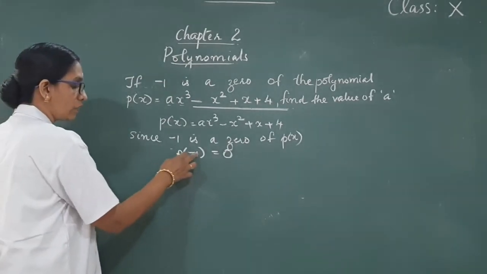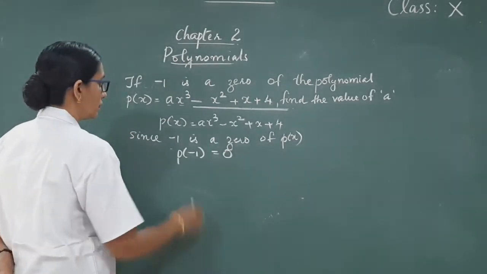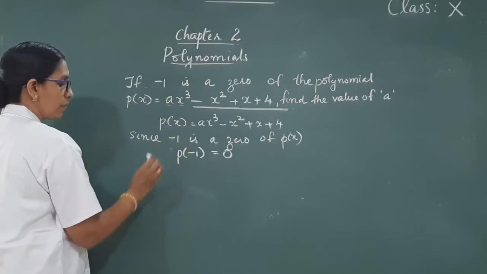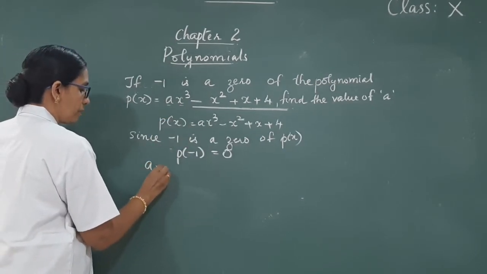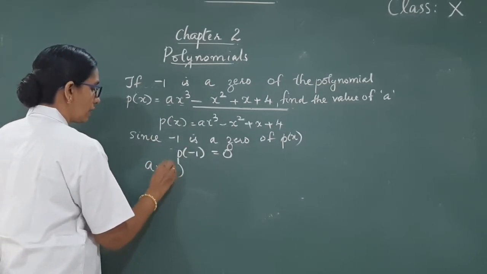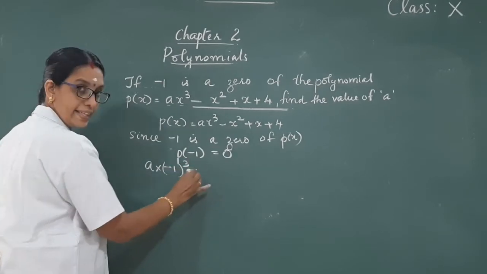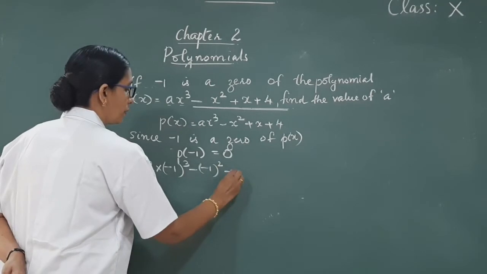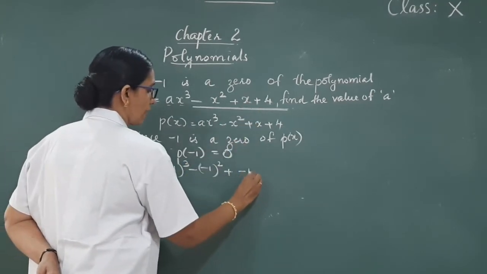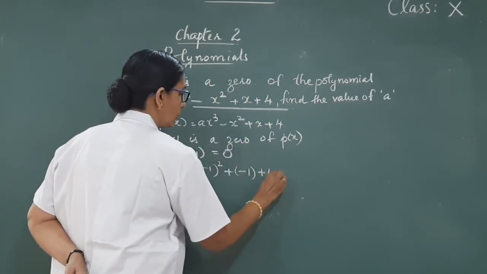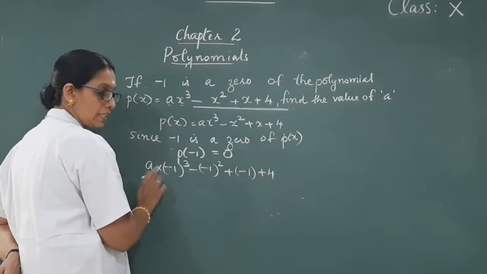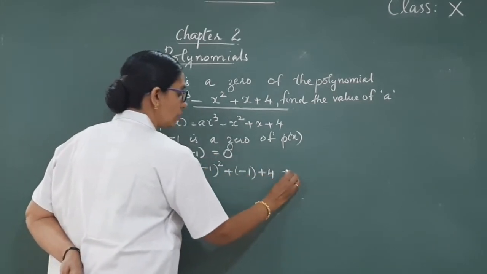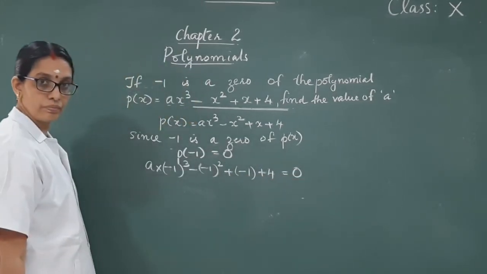Now we can find what P of minus 1 is. Put the value of x as minus 1. So a multiplied by minus 1 the whole cube minus, here, minus 1 square plus minus 1 plus 4. This is P of minus 1. It is equal to 0.